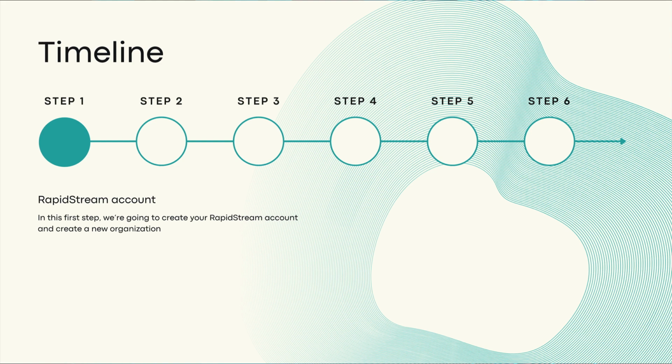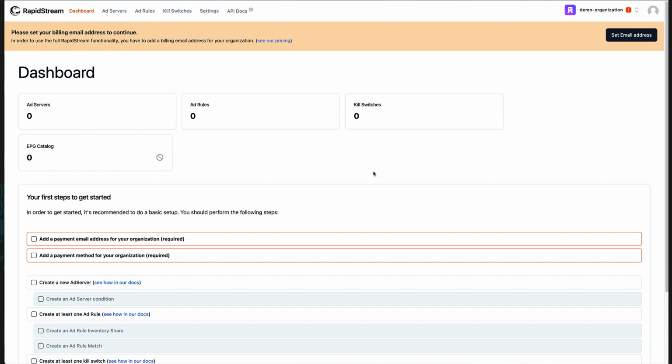By now you should have a RapidStream account and at least one access token. In this next step, we will create an ad server configuration and an ad rule. Let's just get started. Welcome back to the RapidStream panel. As a first step, we want to create a new ad server. You can do that by clicking here or on the menu over here.